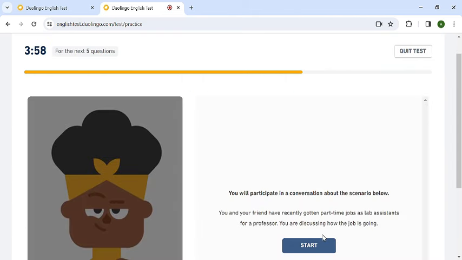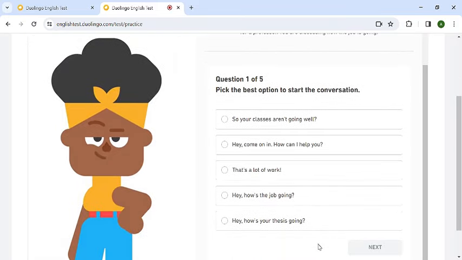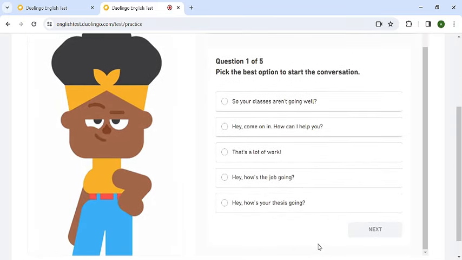You participate in conversation with the senior people. You and your friend have recently gotten part-time jobs as lab assistants for a professor. You are discussing how the job is going. Pick the best. Hey, how's the job going?